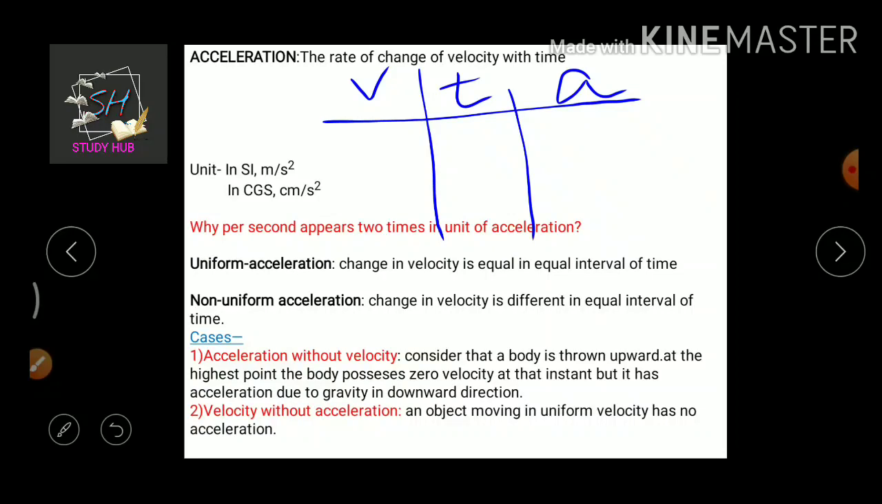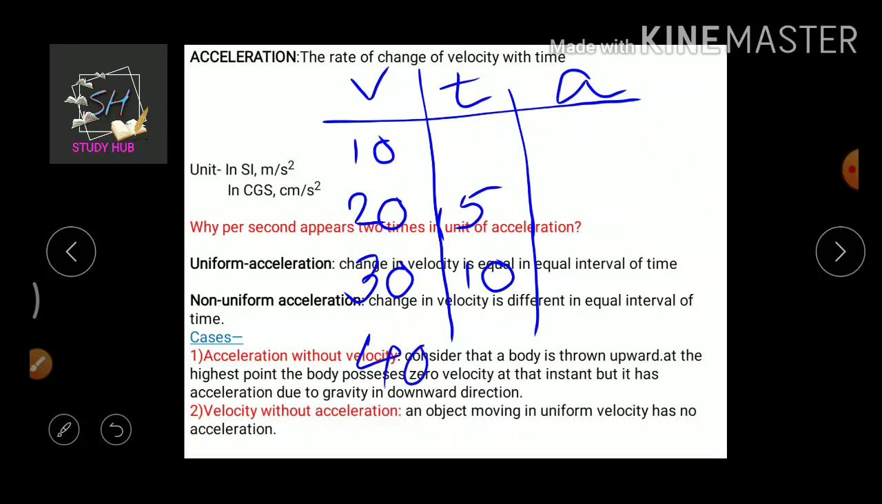Let the first velocity be 10, at time 0. Why time 0? Because it's a starting case, the initial velocity. Next, it increases its speed, or its velocity, to 20 in 5 seconds. Again it increases its speed to 30 in 10 seconds, and 40 in 15 seconds.